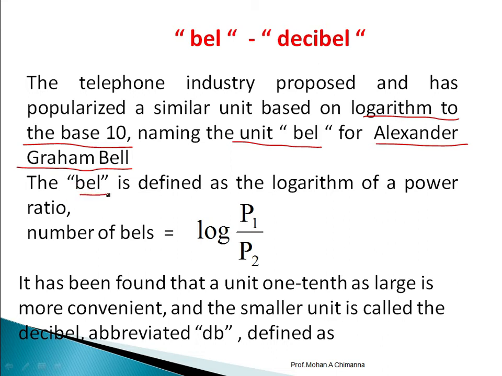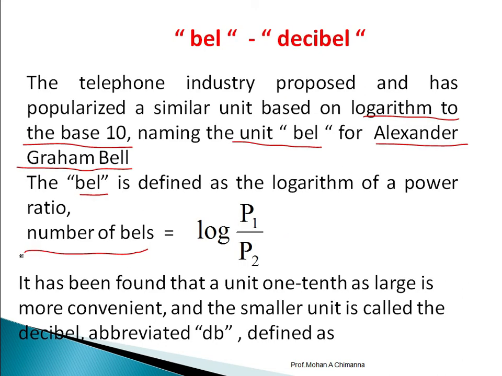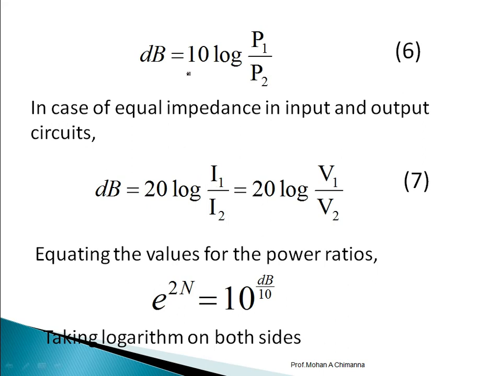The Bell is defined as the logarithm of the power ratio, so the number of Bells is equal to log of P1 upon P2, where previously P1 upon P2 is equal to e raised to 2n. It has been found that a unit one-tenth as large is more convenient, and this smaller unit is called the decibel, abbreviated as dB. The decibel is defined as 10 log of P1 upon P2.